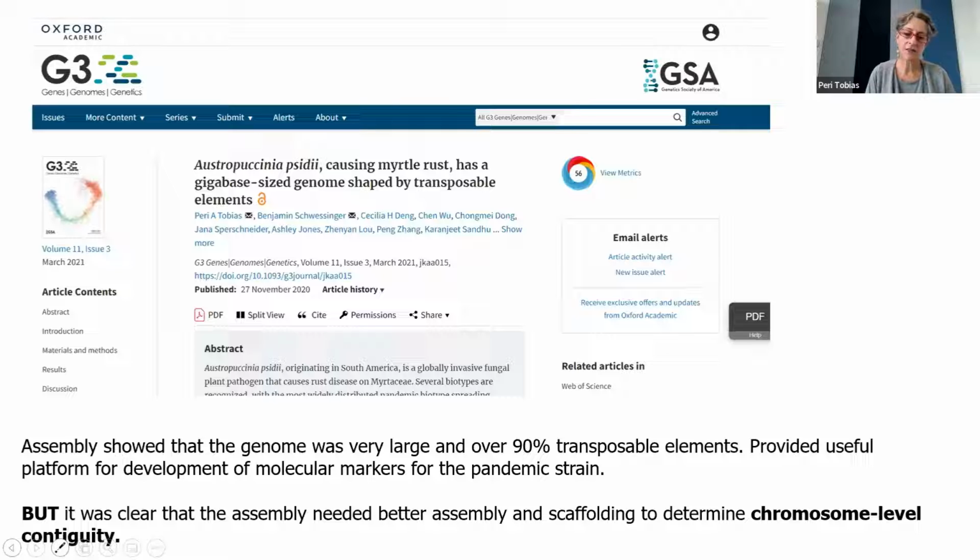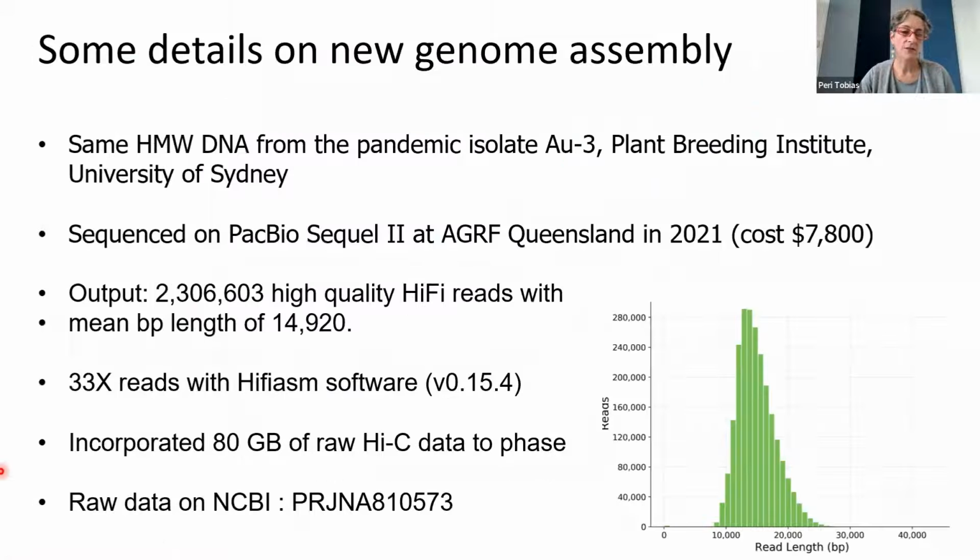But it was also clear, even when we published, that the assembly needed better assembly and scaffolding to determine the chromosome levels, contiguity. So we went back and decided to use the latest sequencing technology to try and fix this. And some people are interested in these kind of details, so I'm just going to go into it a little bit. So we used the same high molecular weight DNA that we originally used from the pandemic isolate that's kept at the Plant Breeding Institute in Sydney.